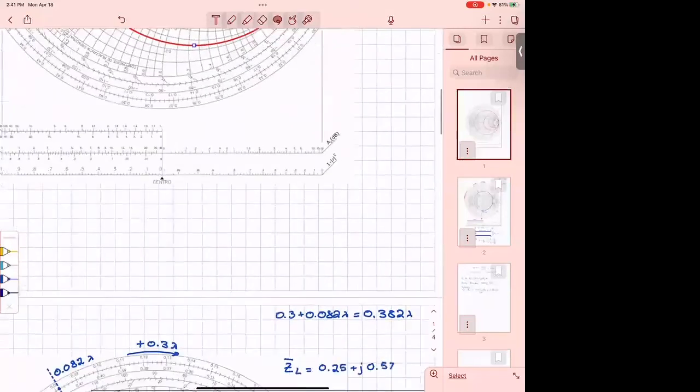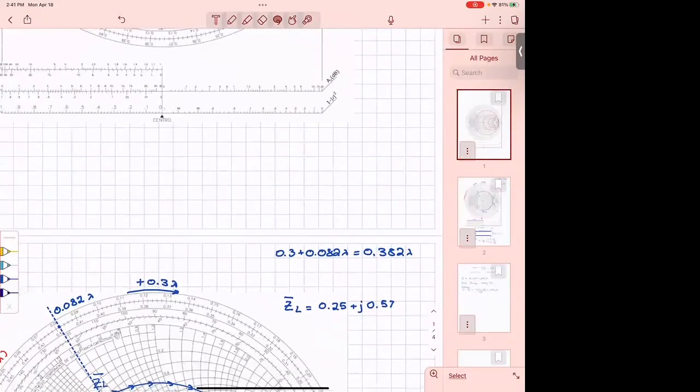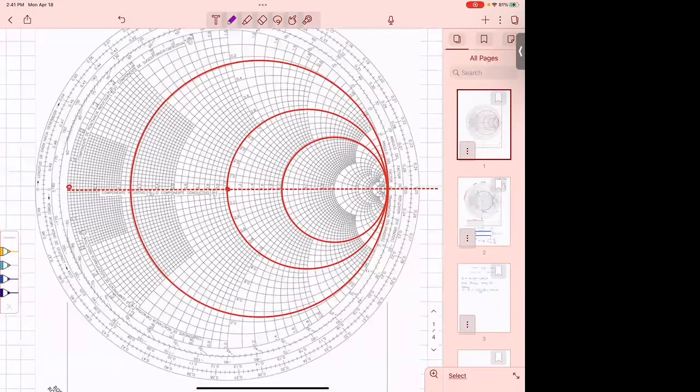So the way I gave you this impedance, it's a resistor plus an inductor, the way I gave it to you. Do you agree with that? Because the reactive part is positive. So I'm looking up here to find the circle which I'm going to intersect with this red one, but which corresponds to 0.57.